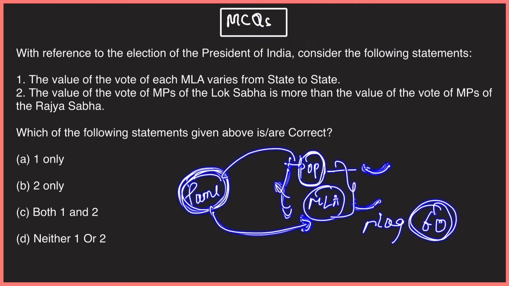So these two factors determine the value of vote of an MLA. If these two factors are different in every state, then how can the value of vote of an MLA be the same, right? It must be different. So this statement becomes correct. The value of vote of each MLA varies from state to state.